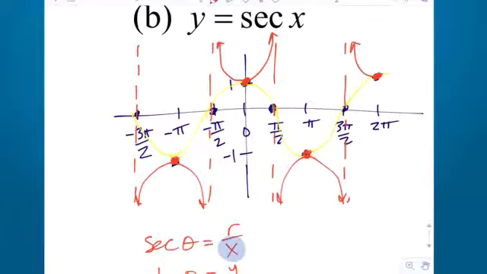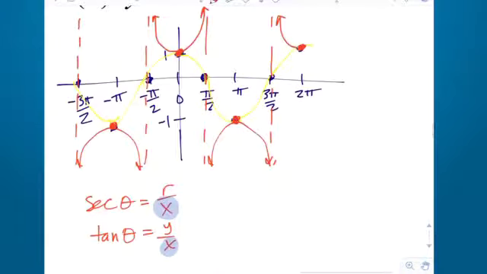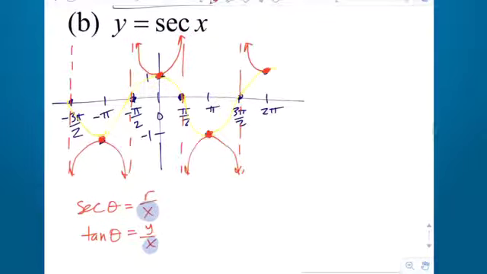You don't need to remember anything else, because to sketch secant, all you have to do is sketch cosine and then modify the y values. So there's really nothing new to learn. All right, let's talk about some of the important features of secant. What's the domain of secant?